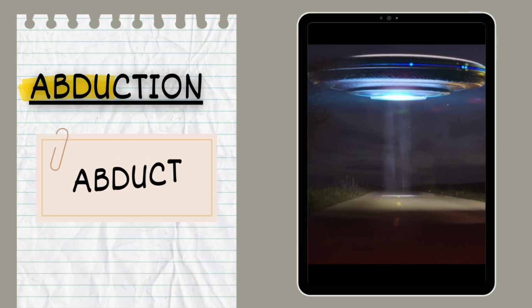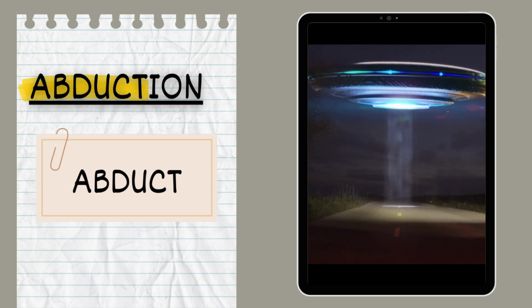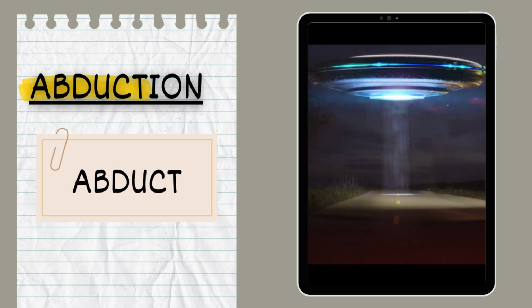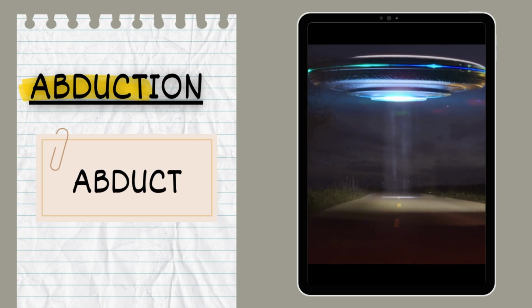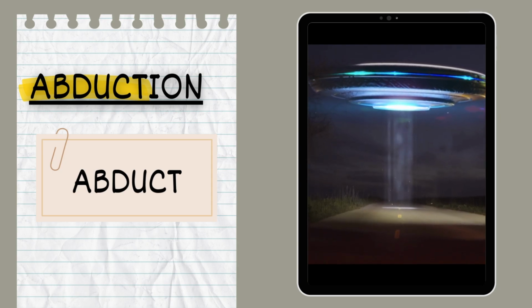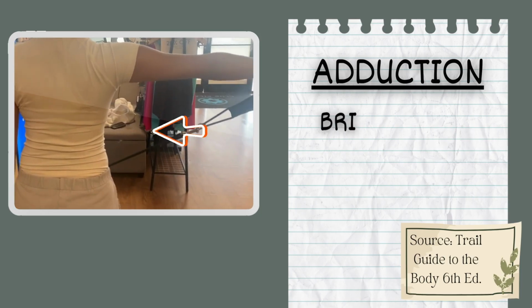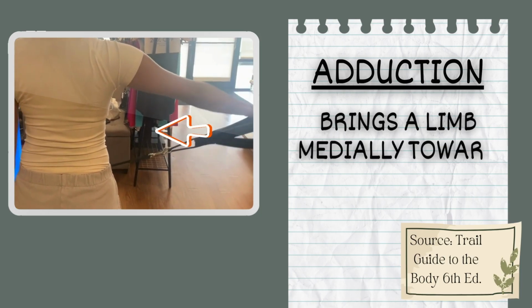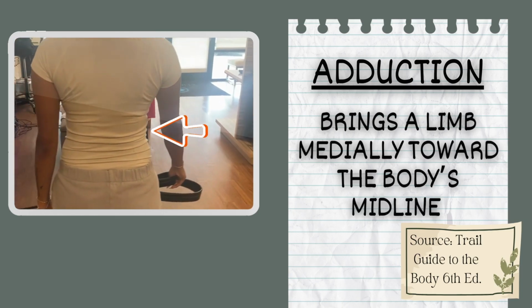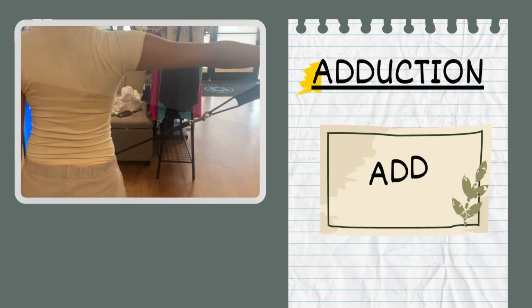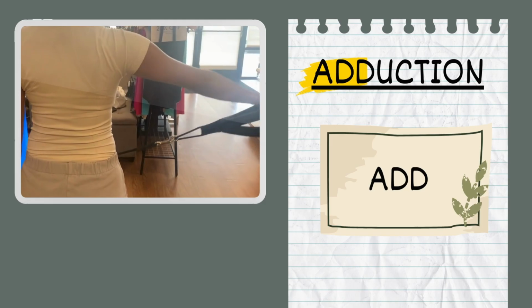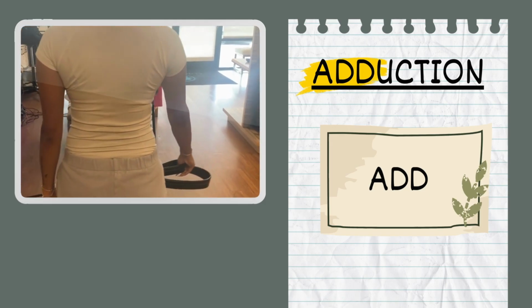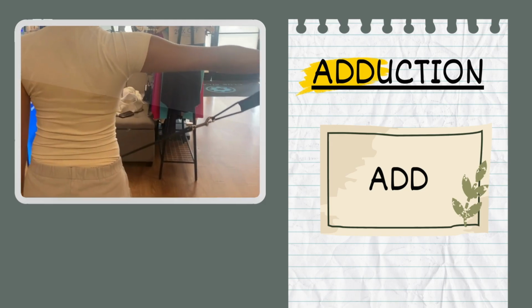Abduct literally means to take away, so that's essentially what you're doing with that limb. You're taking it away from the body. Opposite to abduction is adduction. Looking at the root word add will help us remember that we're adding the limb back to the body.